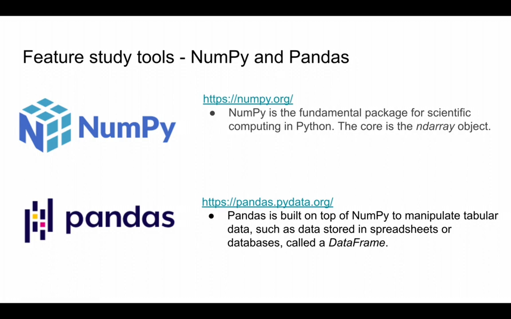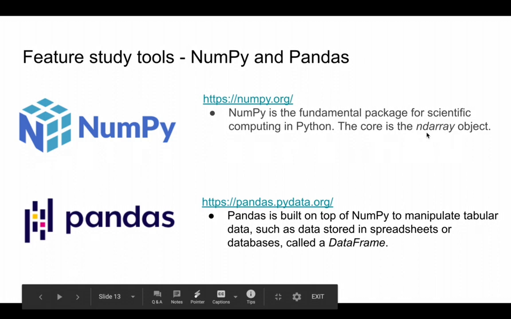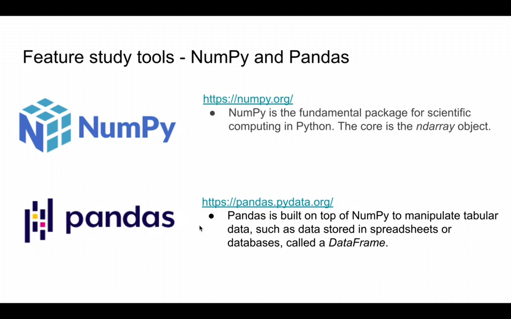To explore the features, we quite often use the Python libraries NumPy and Pandas. NumPy stands for numerical Python. It's the fundamental package for scientific computing in Python. The core data structure is the ndarray object. Pandas is built on top of NumPy to manipulate tabular data, such as data stored in spreadsheets or databases. The data structure of Pandas is called a DataFrame.